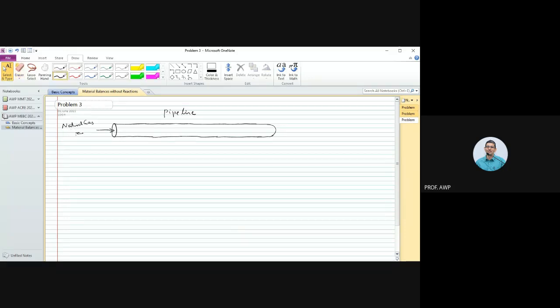So let's just take some numbers: 0.8 volume percent carbon dioxide and the rest methane. Let's assume that this natural gas is at 35 degrees centigrade and a pressure of, let's say, 450 kilopascal absolute.